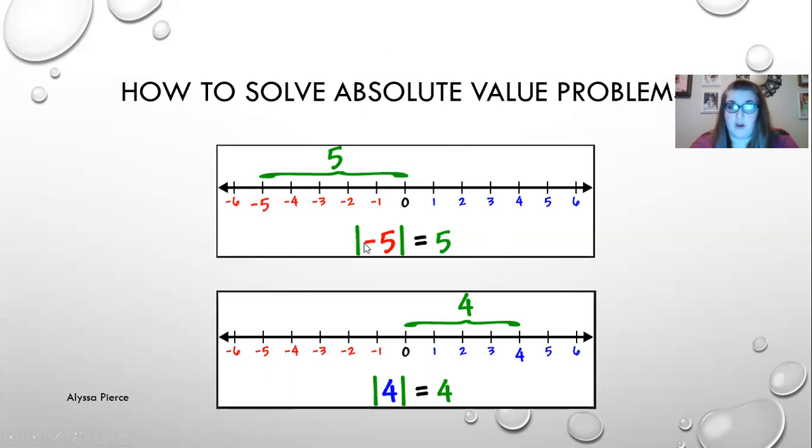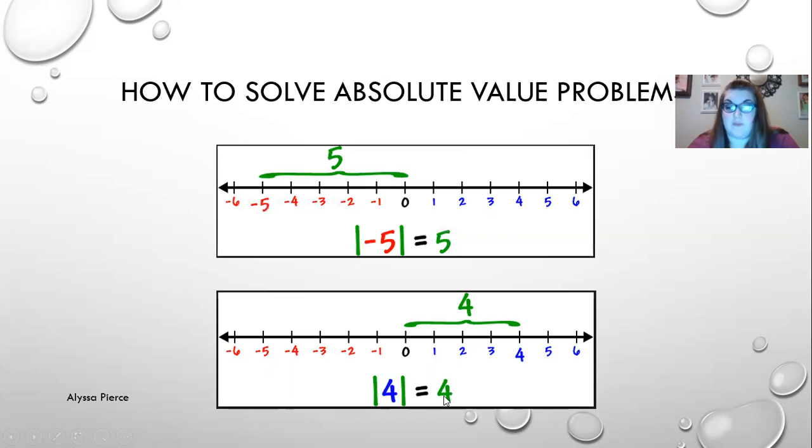Like I said before, absolute value can never be a negative number. So what you want to ask yourself is, how many spaces or how many numbers does it take to get from -5 to the meeting point of 0? So we're just going to go to the number line and count those. We have 1, 2, 3, 4, and 5. It takes 5 spaces to get from -5 to 0. So the absolute value of -5 is 5.